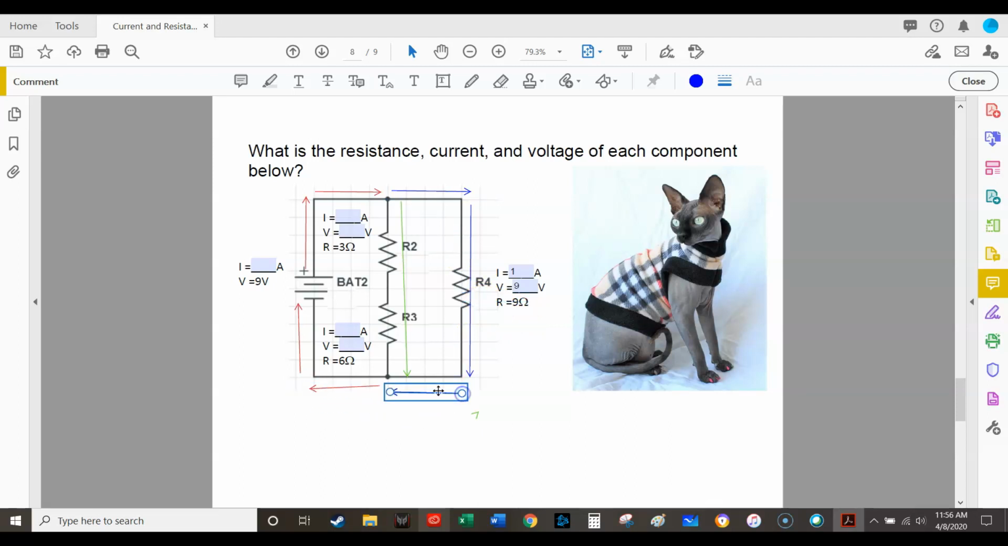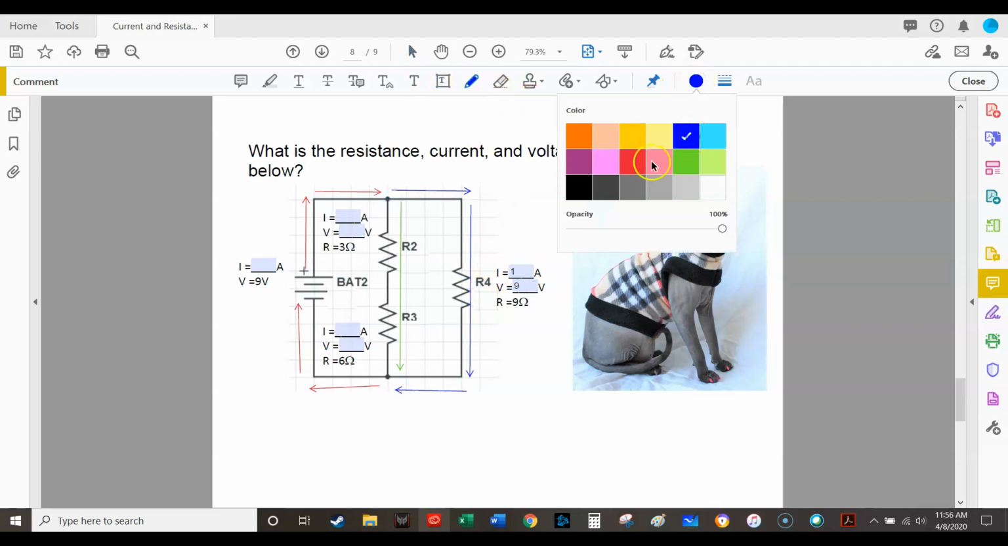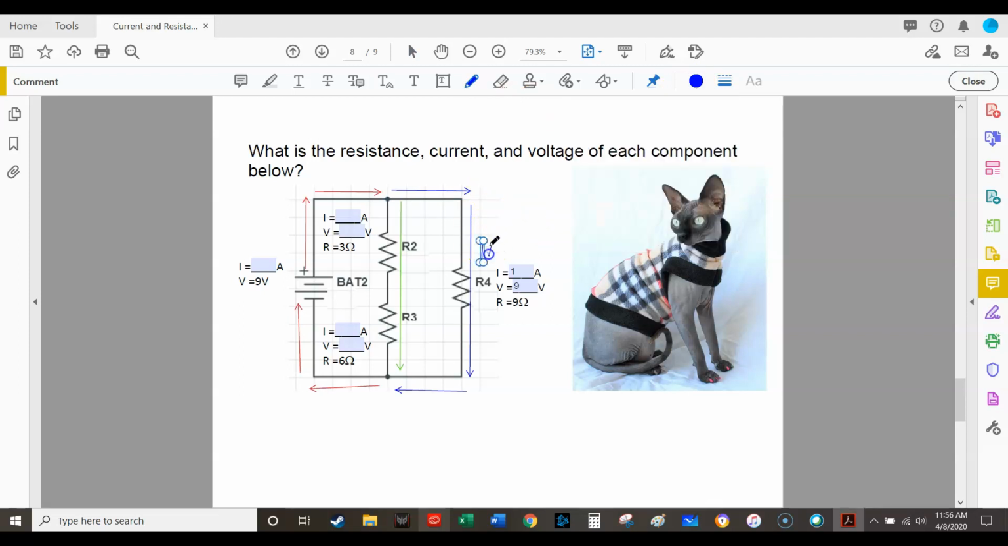Okay, so I've tracked the current. Red is coming out. It goes into this first junction. Green leaves, blue goes through R4, and we know R4 is 1 amp. So I'm going to go ahead and draw 1 amp. R4 is 1 amp, and this is 1 amp, and this is 1 amp.